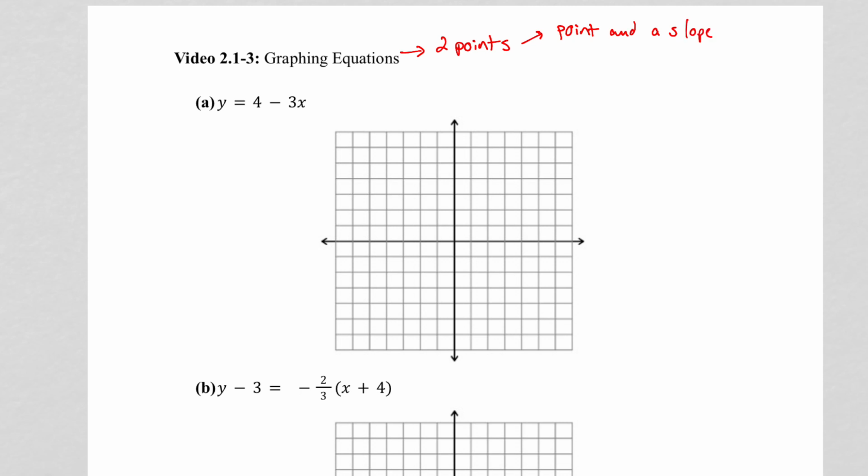So let's look at this first example. We have y equals 4 minus 3x. Here we have an equation where the y is alone, so this equation is in slope-intercept form, meaning it's in y equals mx plus b form.